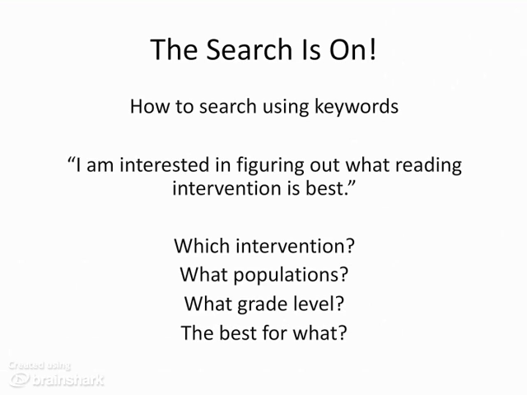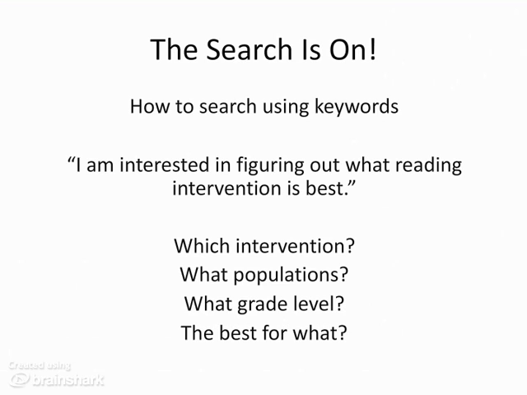And then if you want to know about a reading intervention that's best for what? Best for comprehension, best for fluency, best for word identification. What do you want to know? So this is where you're going to start using keywords. If this were your topic, you might put in reading intervention, but maybe you also put in elementary, and maybe you put in the word special education. And that will help you narrow down your topics.